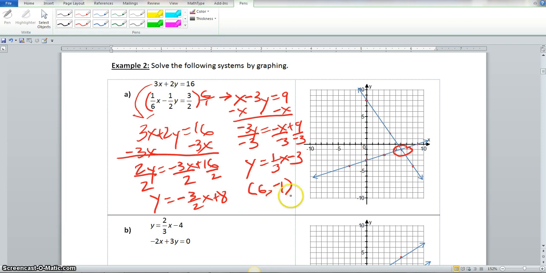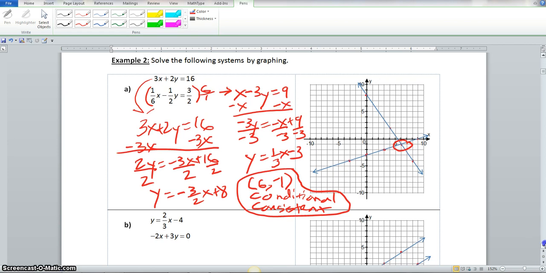Now, because it tells us to solve this system of equations, it's only one answer, so it's (6, -1). And then we also know that this is conditional. And it's also consistent. And this here is your total final answer.